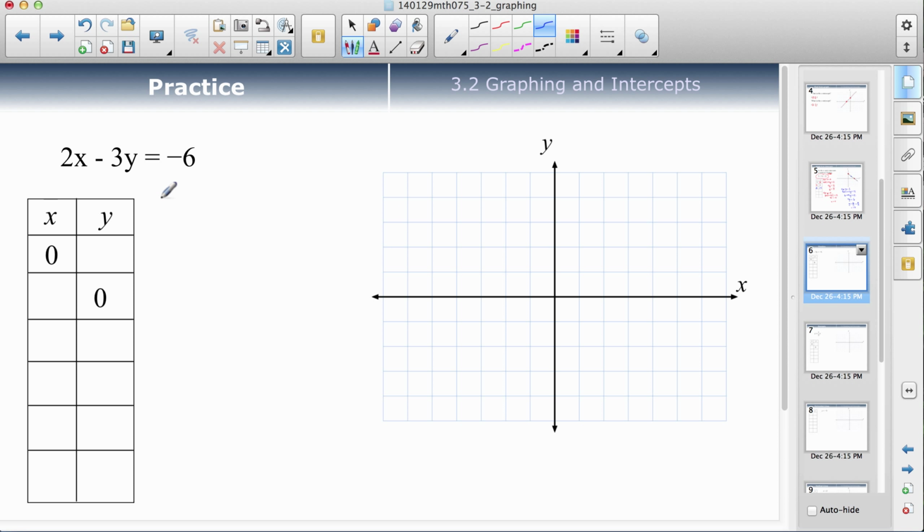Okay, hopefully you paused and you got this. I'll just go through it quick. If I put a 0 in there, I'm going to get a positive 2 for y. If I put a 0 in there, I'm going to get a negative 3 for x. So 0, 2, there's my point. Negative 3, 0, there's my other point. Now I'll draw a line between them. So something like that. Again, arrows on both sides.